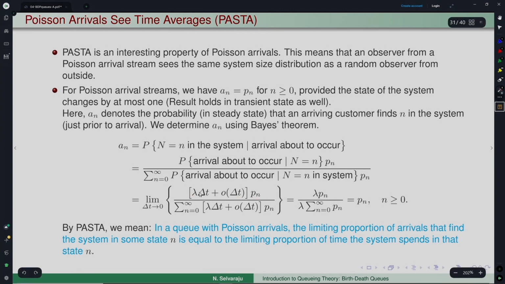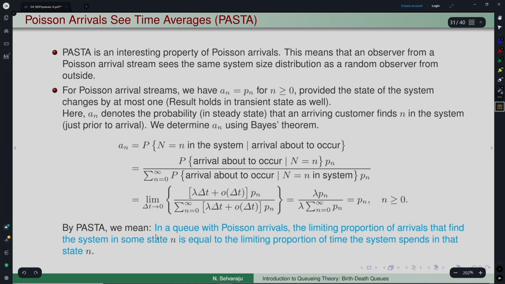Now, what you do is divide numerator and denominator by delta t. Then the order of delta t term gives order of delta t divided by delta t, which vanishes as delta t tends to 0, right. So, this leaves only lambda. The numerator will have lambda times Pn, and the denominator will have lambda times the sum of Pn over n equal to 0 to infinity, which is equal to 1. So, the lambda cancels and this ends up with Pn. So, this is what you see here, that An is equal to Pn. It is basically the independent increment property of the Poisson process that makes this whole thing true, right. That is what we have.